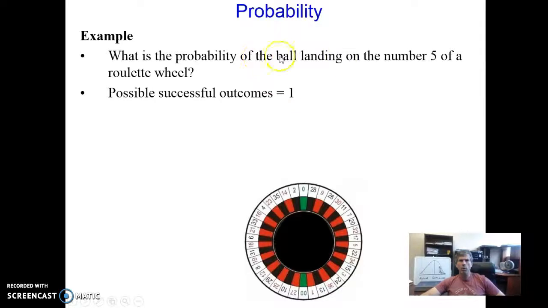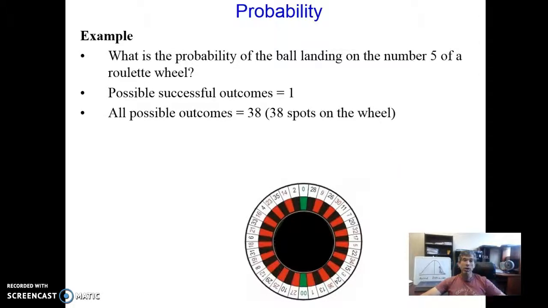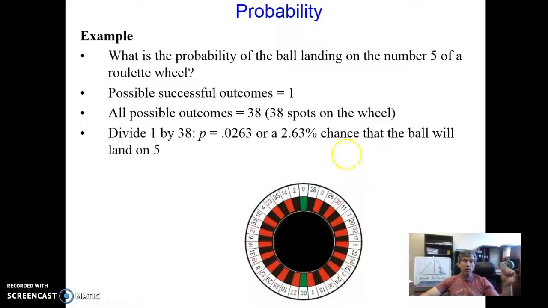So let's say we wanted to say, what's the probability of the ball landing on the number 5? Well, no numbers are repeated. Number 5 is right over here. So there's one successful outcome there. There's one outcome that's consistent with landing on 5. How many total outcomes? The 38 spots on the wheel. We divide 1 by 38, and we find we have a 0.0263, or if we convert it to a percentage, a 2.63% chance the ball will land on a 5. It's a 1 in 38 chance.